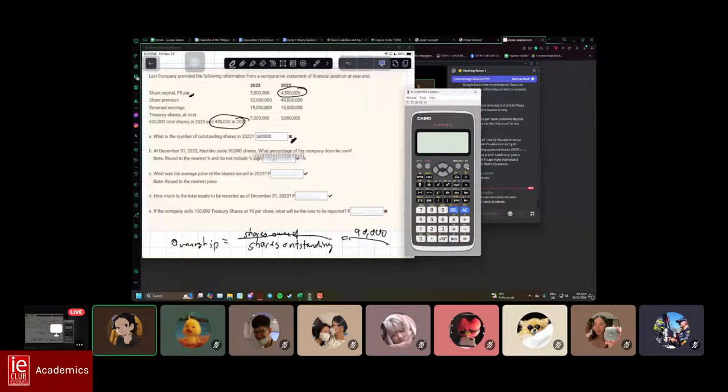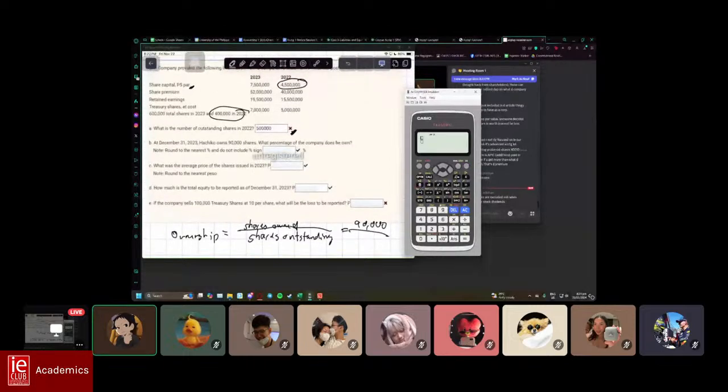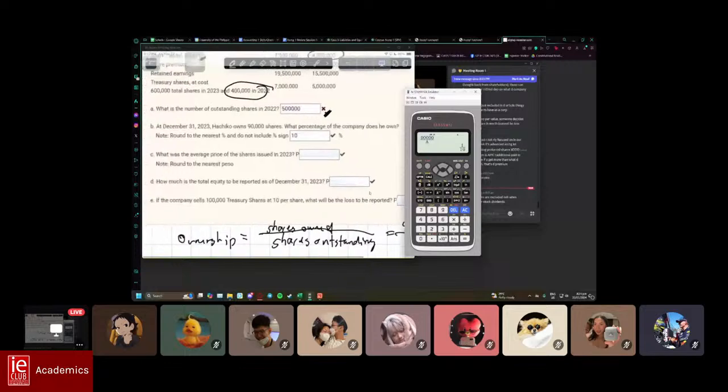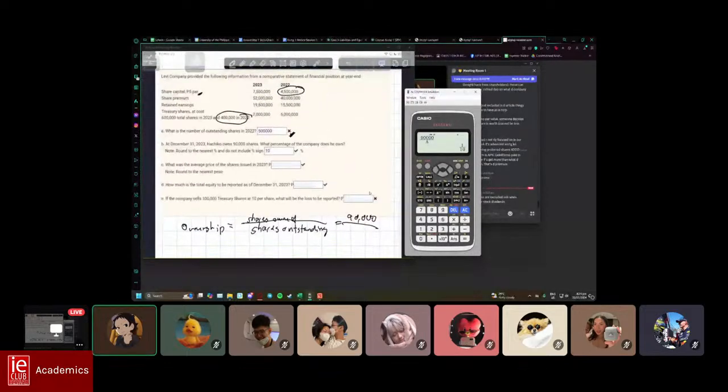And then we have the own shares, 90,000, all over that 900,000 shares outstanding. That's 0.1, which is just 10%. Yippee! What is the average price of the shares issued in 2023?